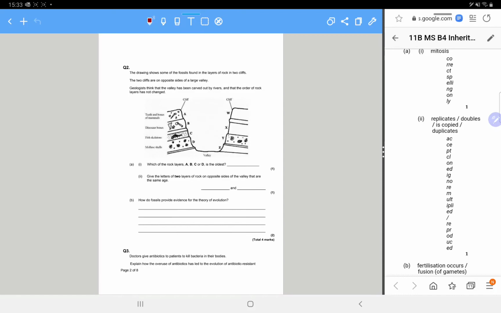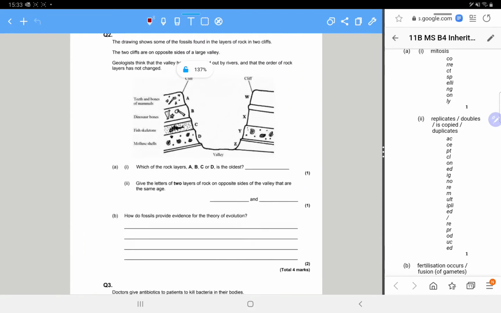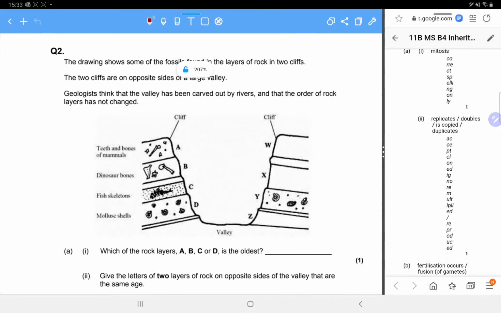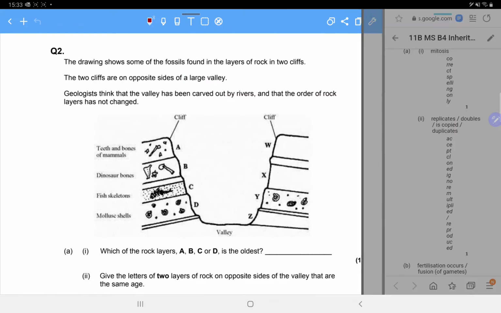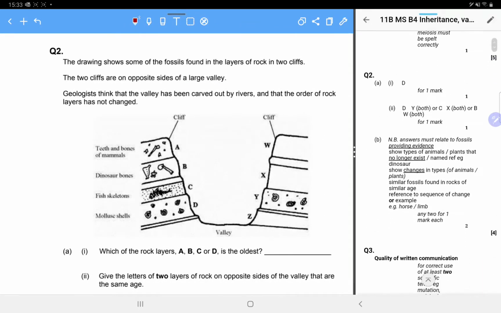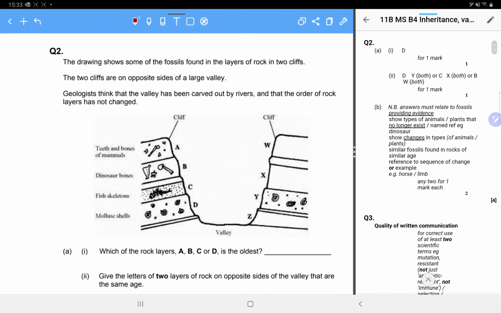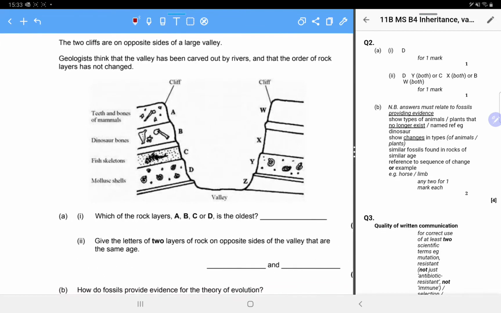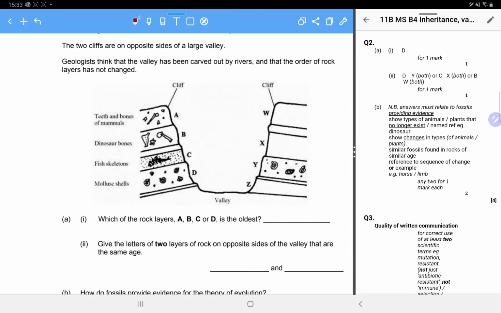Question 2. So, the drawing shows some of the fossils found in the layers of rock in two cliffs. The two cliffs are on opposite sides of a large valley. Geologists think that the valley had been carved out by rivers and that the order of rock layers has not changed. Which of the rock layers, A, B, C or D, is the oldest?